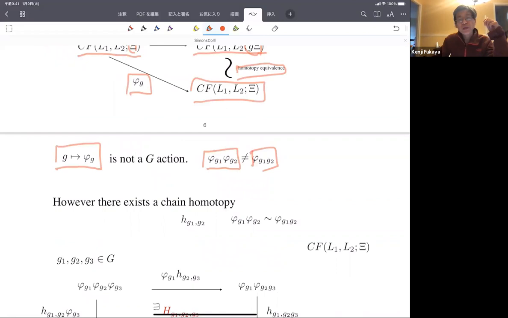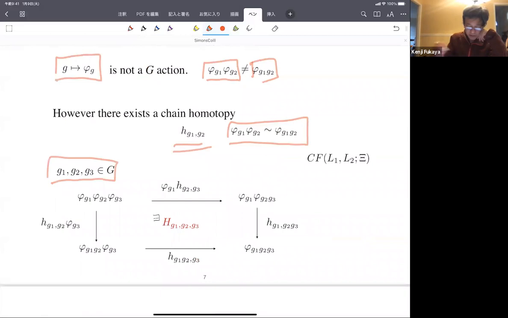But then, again, we can use the fact that Fourier theory is invariant under perturbations, and the parameterization space of perturbations is contractible. So you have a chain homotopy between these two maps. Let me write it H, g1, g2. But the story does not end here. So you have these three elements. Then you have some kind of chain homotopy between chain homotopies.